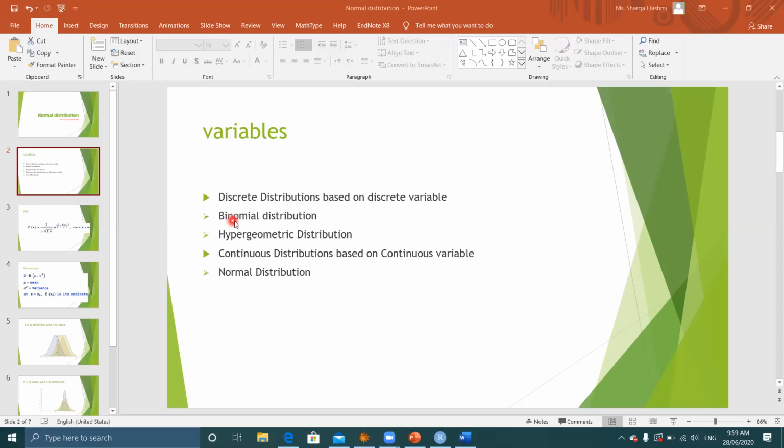Similarly, we have the density function in the binomial distribution, which, if you remember, is f of x is equal to nCx p raised to power x q raised to power n minus x. That function was called probability mass function. Here in the normal distribution, the function is called probability density function. So come to the density function of the normal distribution.